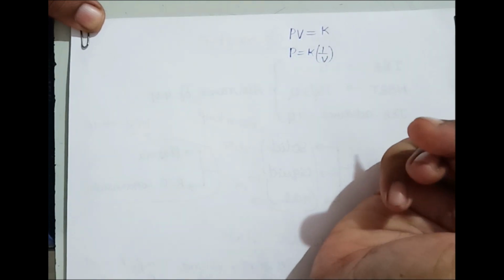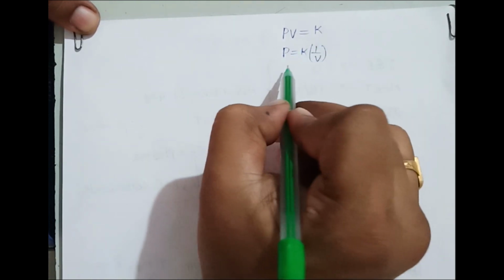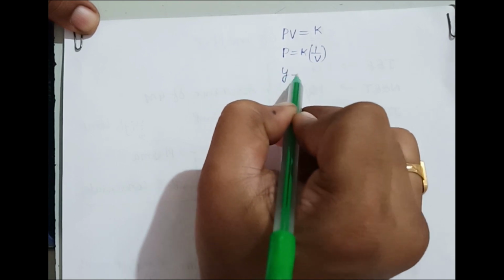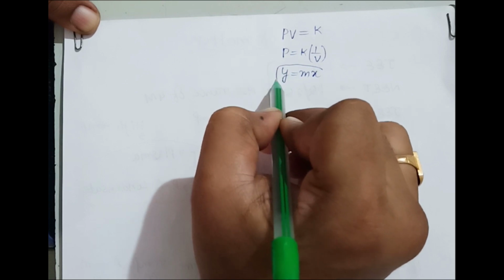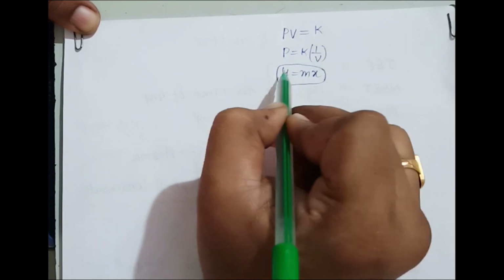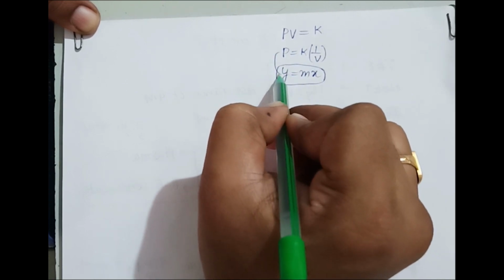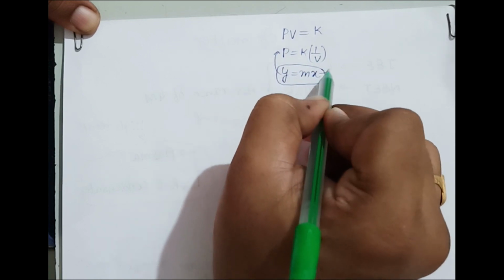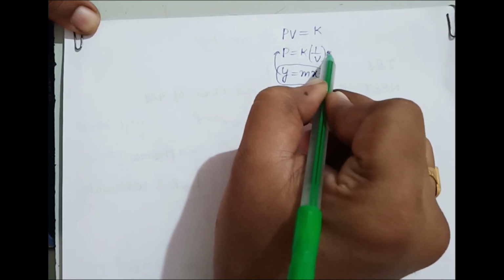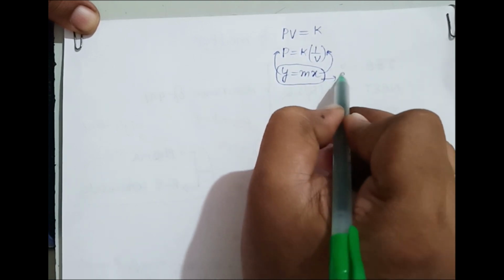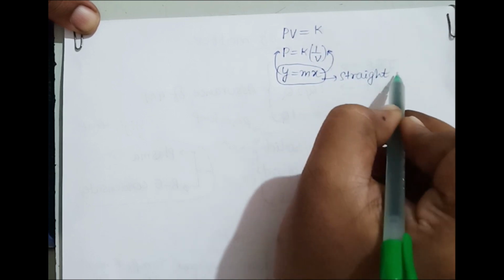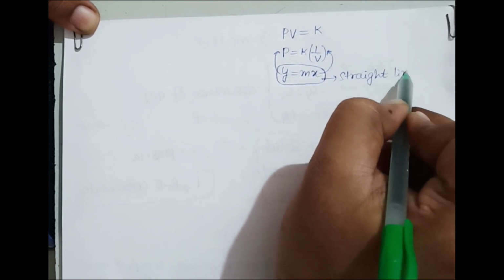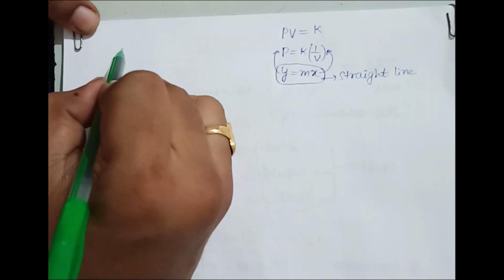P is equal to K into 1 upon V. Now it is looking like y is equal to mx. So if I draw the graph of taking pressure on the y-axis and 1 by V on the x-axis, the slope will be K. So y is equal to mx. How does it look? It's a straight line, right? Understood? So now we are going to draw a graph.